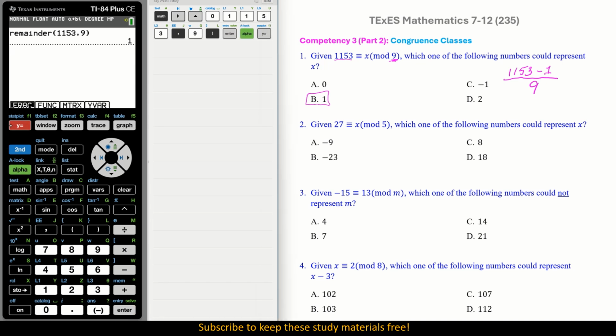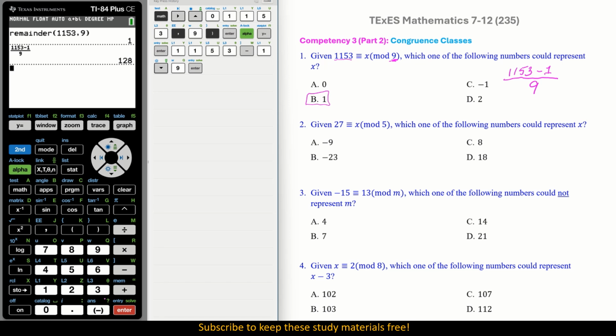So alpha y equals, there's my fraction setup, 1153 minus 1, go down, enter 9. Now let's push enter. We should get an integer. And we do, 128. Integer means it could be 0, positive, or negative. What it cannot be is a fraction or a decimal. If you understand what I'm saying, it has to divide evenly. All right, now let's go to number 2.